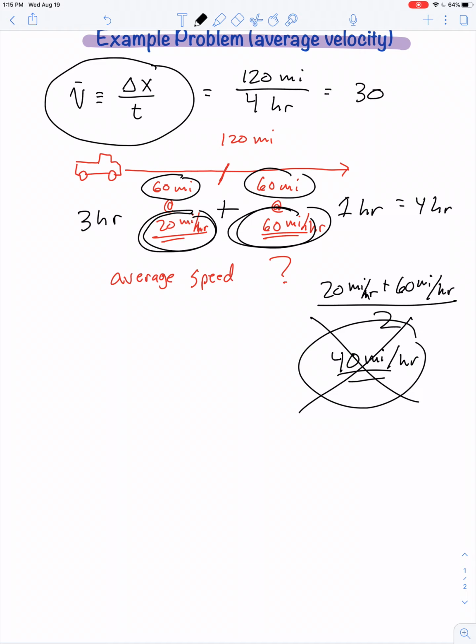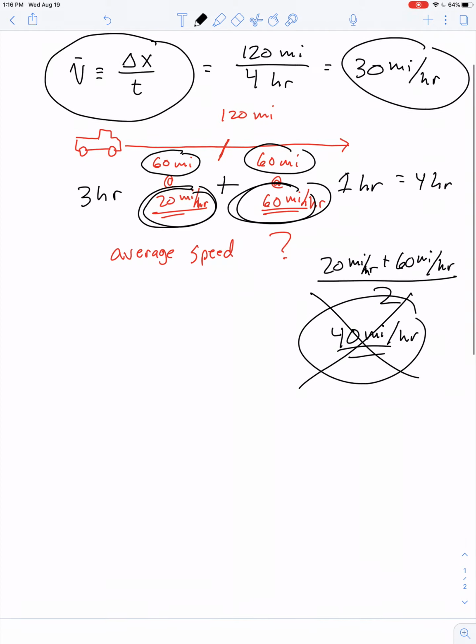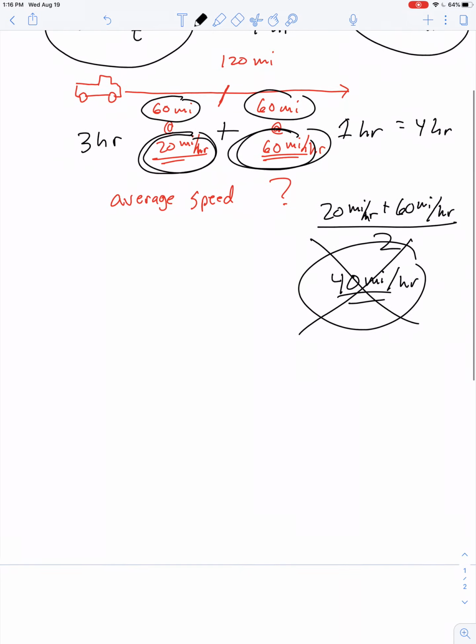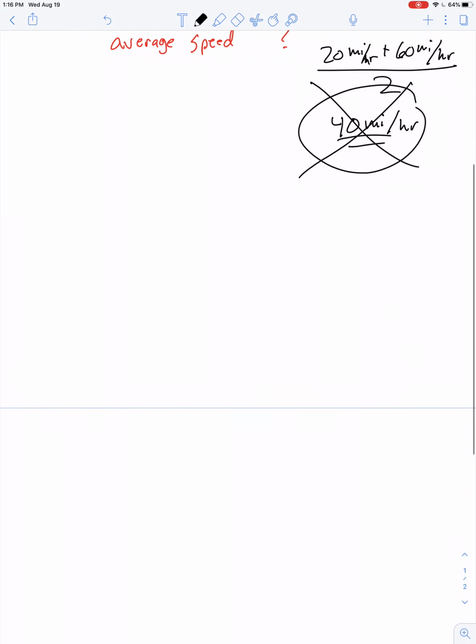And so it turns out the average speed isn't 40 miles per hour. It's quite a bit less. It's 30 miles per hour. Now, if that surprises you, let's try to clear this up by making a graph to illustrate what the motion of this truck would look like when plotted as a speed versus time or velocity versus time graph.